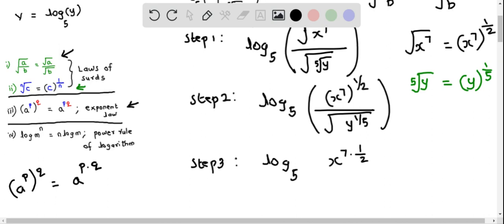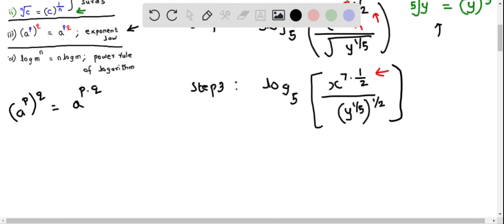Similarly, we have x raised to the power of 7 here, raised to the power of 1 by 2 here. So these two powers will get multiplied. That's why I have written this as x raised to the power of 7 times 1 by 2. And this is divided by, we will convert this into exponent form, y raised to the power of 1 by 5. When we follow this rule, the third law of thirds, nth root of c is equal to c raised to the power of 1 by n. So similarly, we can write the square root of y raised to the power of 1 by 5 as y raised to the power of 1 by 5 raised to the power of 1 by 2. So let's simplify this further. We will now multiply the powers.